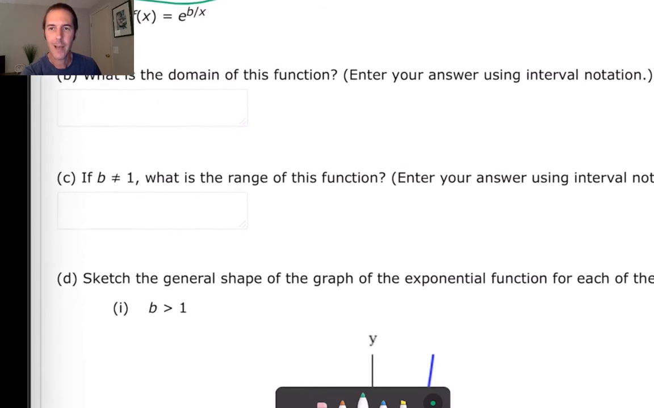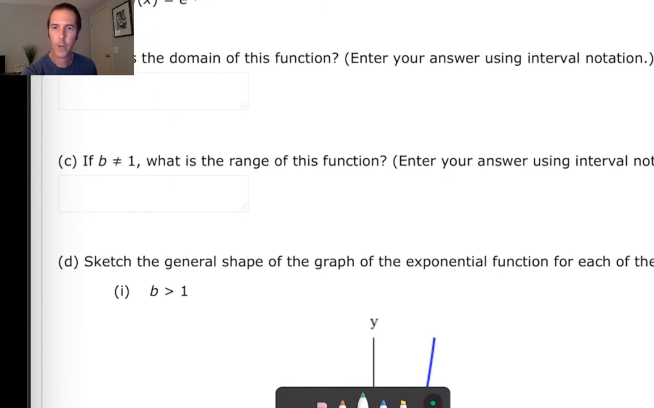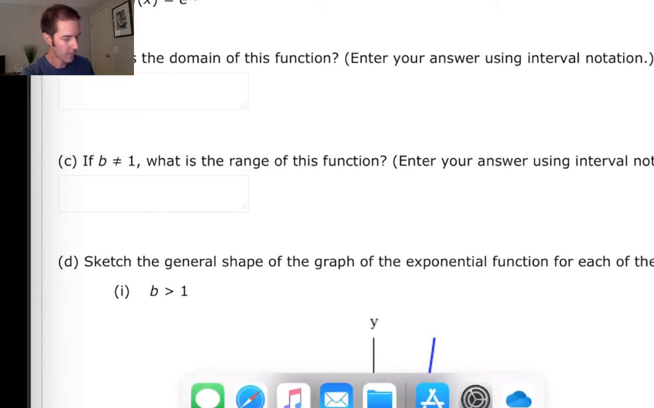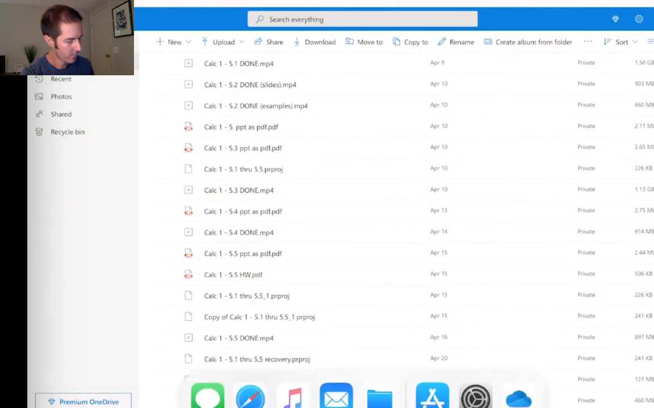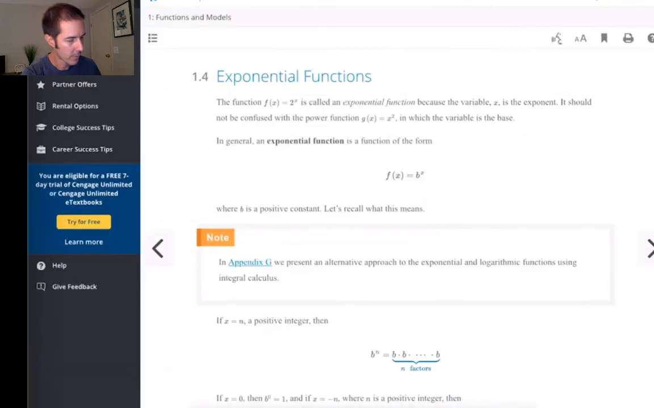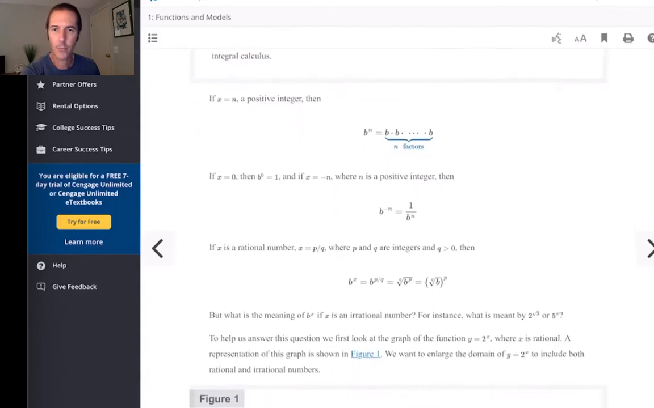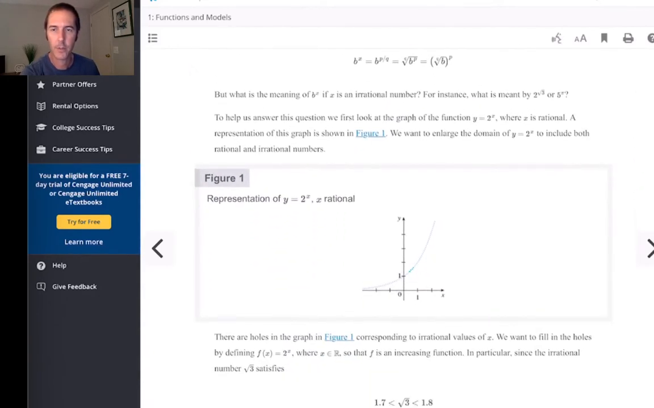If b does not equal 1, what is the range of this function? Let's see if we can, more gracefully this time, pop over to the ebook. That was not graceful. There we go. And let's see if we can see anything about the range of the exponential function. Here's an example where y equals 2 to the second power. And we can see that this curve moves up into the first quadrant.